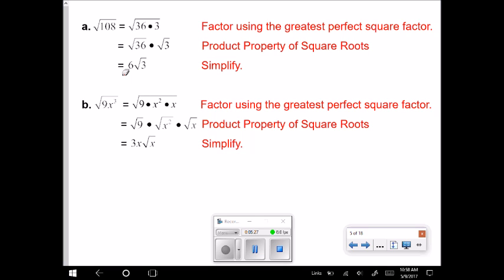On B, it's a little different. It's not just a number. We have some variables involved. So we have the square root of 9x cubed, and we want to break it down using the greatest perfect square factor. Well, 9's already the greatest perfect square, so we're good there. We just have to break down our exponents. So the greatest perfect square factor would be x squared, and you could pull out times another x. So then just separate them all out, the square root of 9 times the square root of x squared times the square root of x, and simplify. Square root of 9 is 3, and the square root of x squared is x, and then we're just going to leave the square root of x by itself.